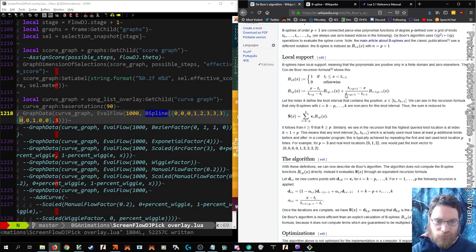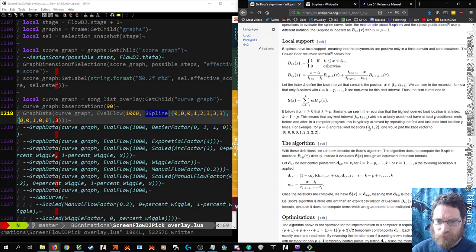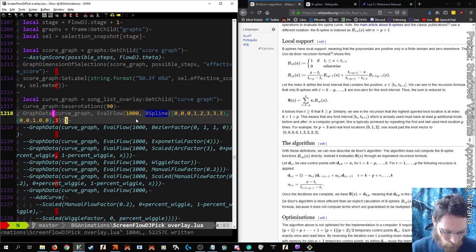Not location is at index k plus 1 plus p. Oh, for p equals 3, real knot locations. Oh, so we have to extend by 3 beyond the real knot locations. So that means that doesn't give us control point values for that.